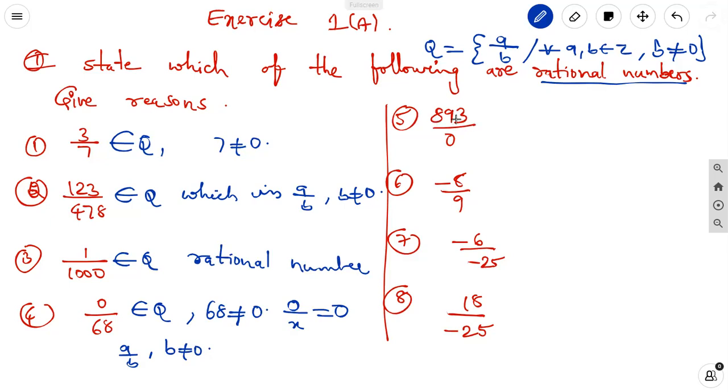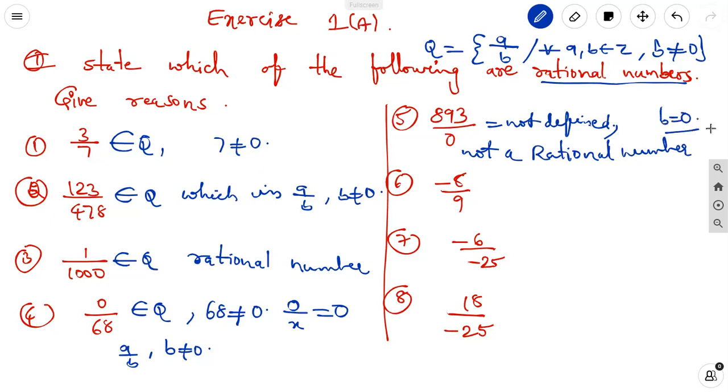893 by 0 is not defined. It's not a rational number. Why? Because in the denominator b is equal to 0. So it is not a rational number. Minus 8 by 9 is a rational number.